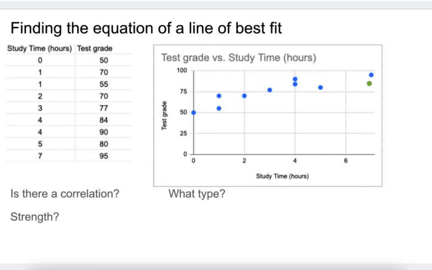So if we graph this, is there a correlation here? Yes. These are generally going up, so yes, there's a correlation. It's increasing from left to right, so this is positive. And it's basically in a line, so it's positive linear. How strong is this? Well, if we do a line through it, all the points would be pretty close to the line. So we're going to say it's strong.